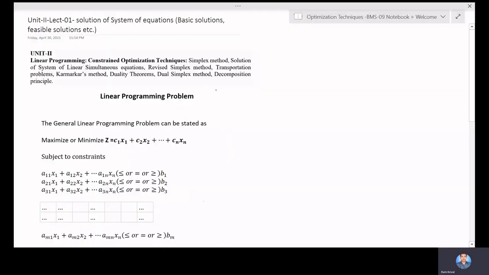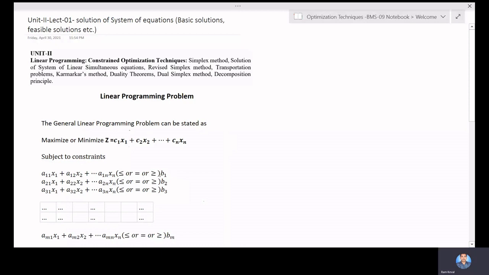So in this lecture, we want to discuss solution of equations in terms of basic solutions, feasible solutions, etc. So the general linear programming problem is stated as maximize or minimize z equal to c1x1 plus c2x2 and so on up to cn xn, subject to constraints a11x1 plus a12x2 up to a1n xn less than or equal to, or greater than b1.